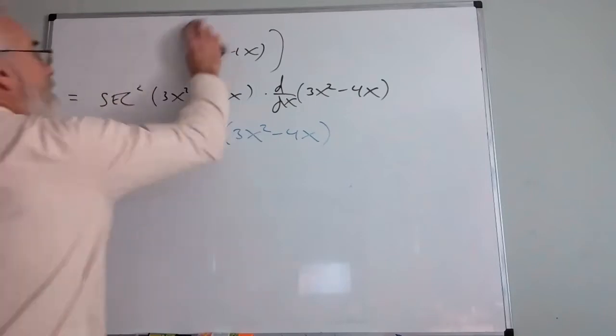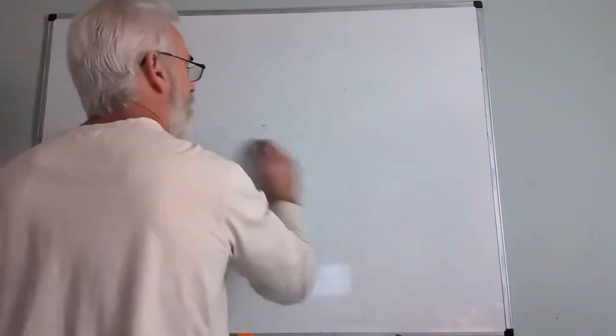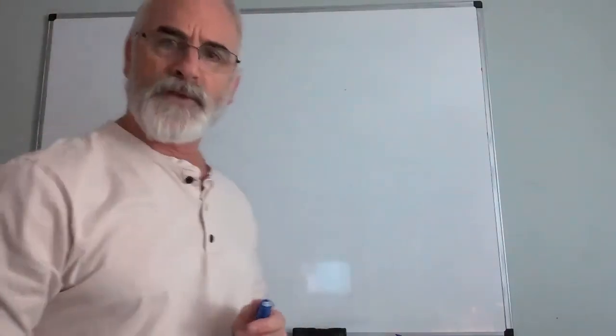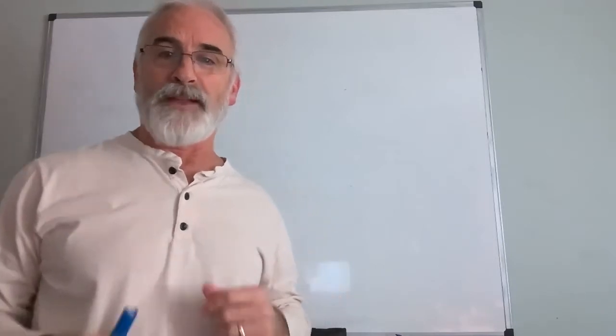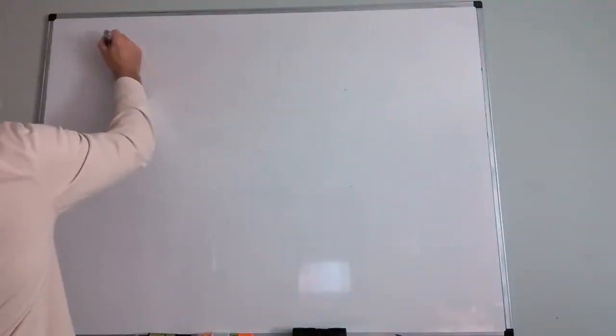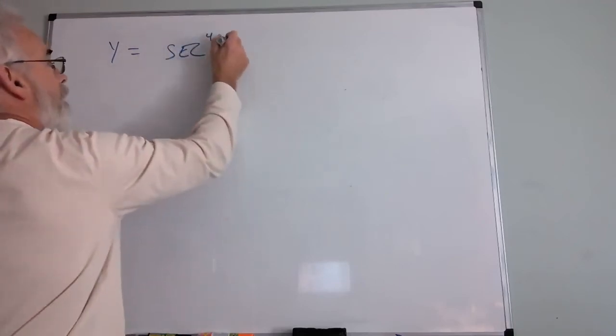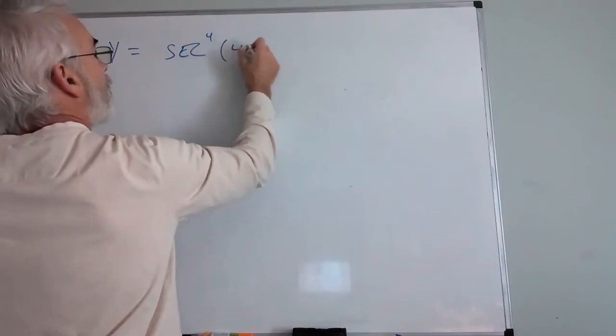Okay. Now, what if I have a function of a function of a function of a function? What if I keep going? What if it's deep? You know, I have f of g of h of q of p of x. Well, the chain rule says you just keep taking derivatives until you get to the innermost piece. So here's an example. I would like to take, let's say, y equals the secant to the 4th power of 4x squared.